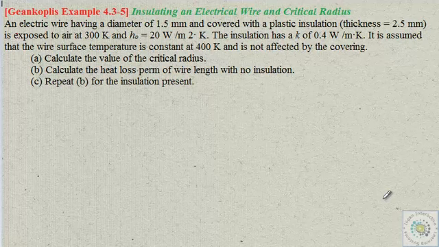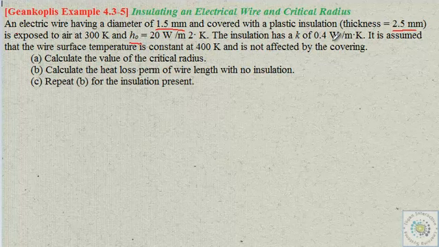Okay, example 4.3-5: insulating an electrical wire and critical radius. We are given an electric wire having a diameter of 1.5 mm and covered with a plastic insulation. The thickness of the insulation is 2.5 mm, and it is exposed to air at 300 Kelvin. We are also given a convective heat transfer coefficient of the air of 20 watts per meter squared Kelvin.